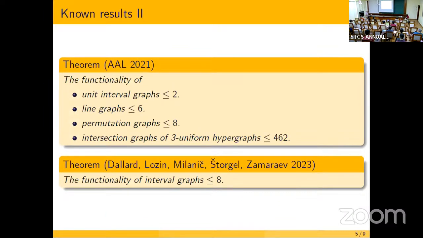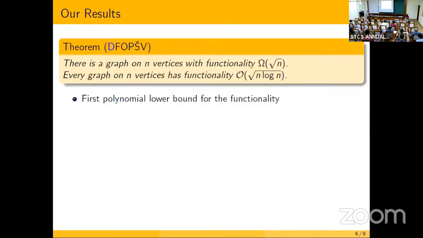And there is a line of other results that some classes of graphs have constant functionality, like line graphs have at most 6, permutation graphs at most 8, and so on. So these are the known previous results, and what are our results?